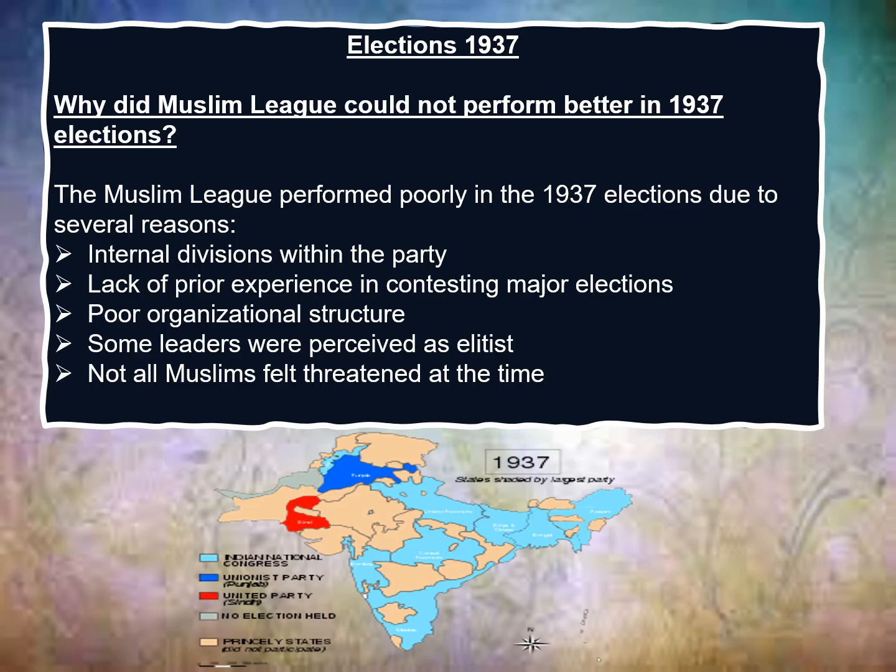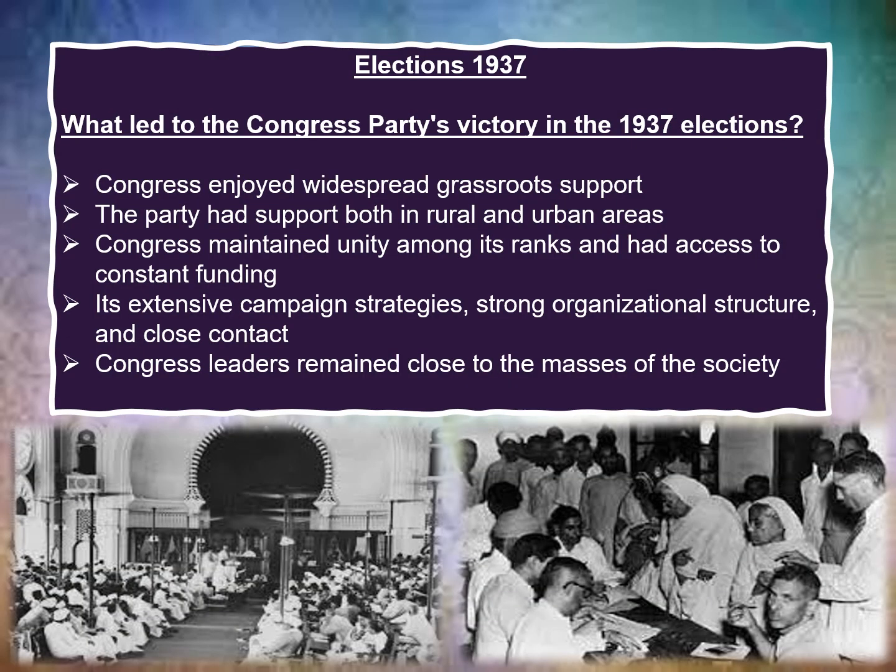Now, if we talk about why the Muslim League could not perform better in the 1937 elections, it's a very, very important question. The Muslim League performed poorly due to several reasons. Internal divisions within the party weakened its effectiveness, and lack of prior experience in contesting major elections was the main reason. There was a poor organizational structure which contributed to the electoral setback. Some leaders were perceived as elite people, disconnected from the masses of the society. Not all Muslims felt threatened at that time, so they thought there was no need to vote only for the Muslim League party as a Muslim.